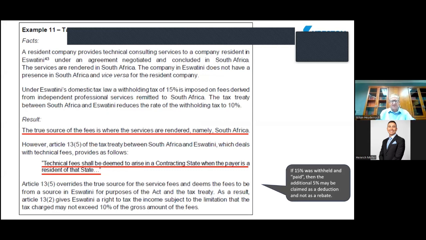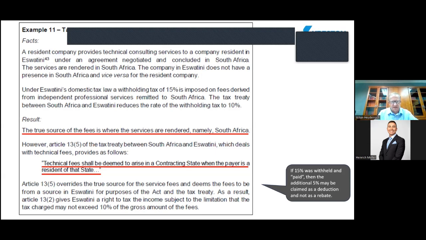The same thing applies to Eswatini, and Botswana is also the same example, where they say technical fees shall be deemed to arise in the contracting state when the payer is a resident of that state. So say I've got a call center in South Africa, and I provide technical IT advice. People will dial in and ask some questions. If you charge somebody in Eswatini, your call center is physically in South Africa, you charge them and they withhold 10%, you can still get a rebate, even though the actual source is South Africa. It's because the DTA with Eswatini says the source is deemed to be there.